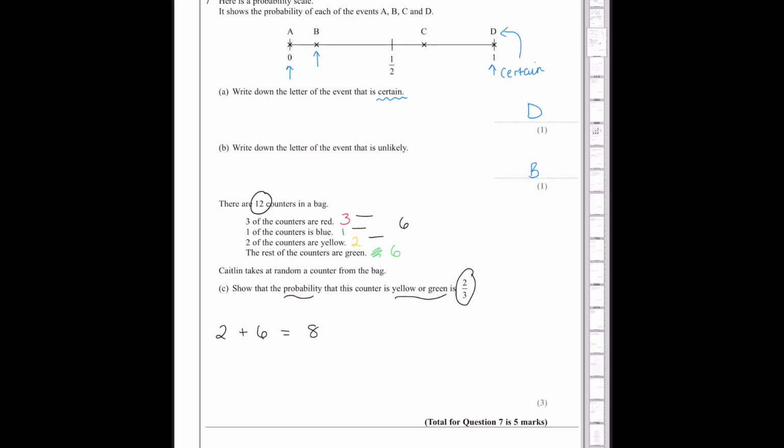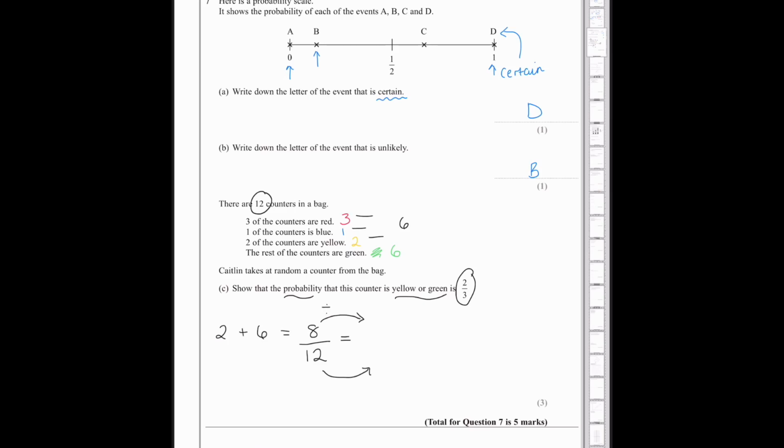Okay. We have 6 green and 2 yellow. All right, and it's asking if the probability of the counter being yellow or green is 2/3. Okay, and we've got to show that we know that. So altogether, I've got 8 counters out of a total of 12. And now all I need to do is simplify that like we have been doing on the fractions questions.